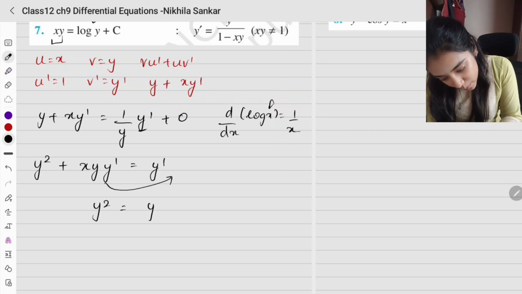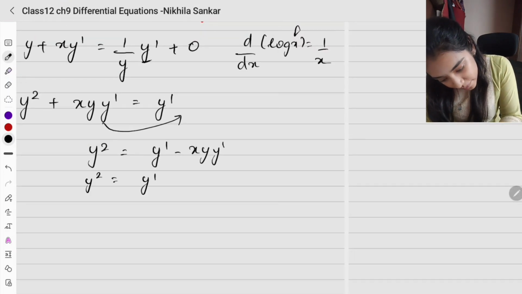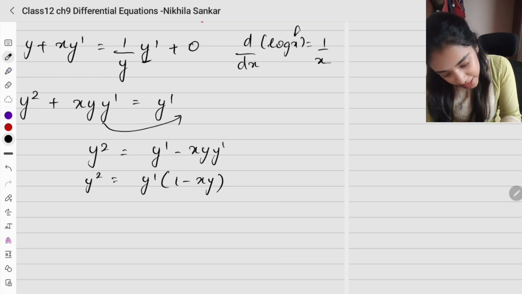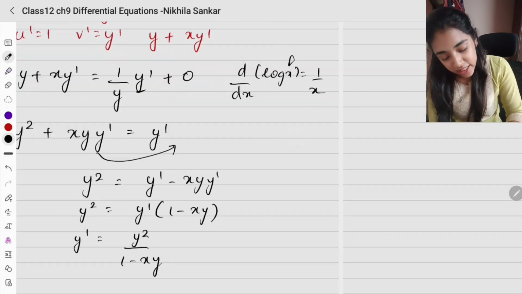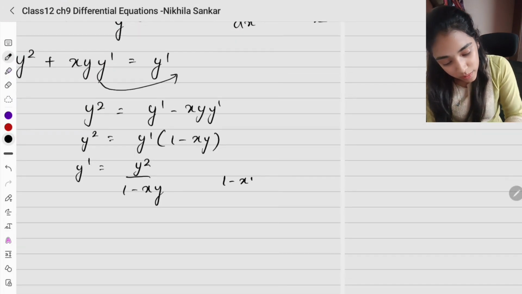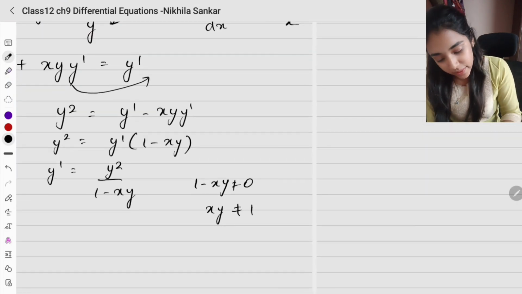y square equals y dash minus x y dash. So y square equals y dash times (1 minus xy). And what is my y dash? It is going to be y square divided by (1 minus xy). And this is what is needed. Correct? The denominator cannot be 0, so 1 minus xy is not equal to 0. So I have xy not equal to 1. Proved. Hence verified.